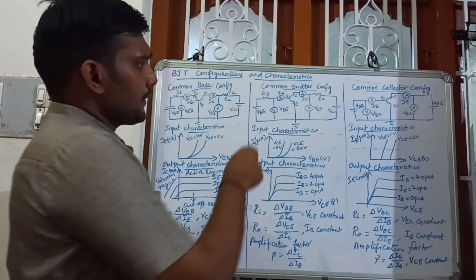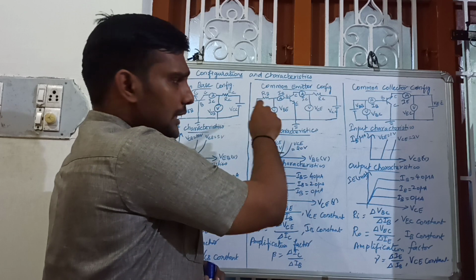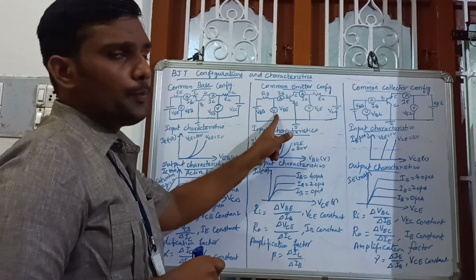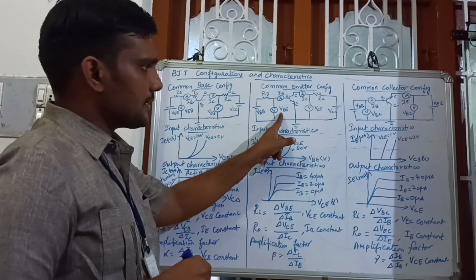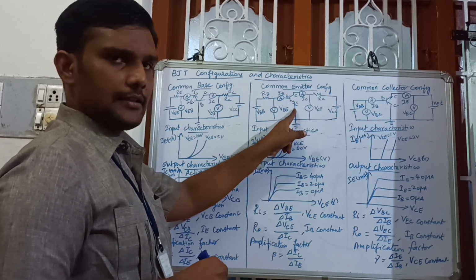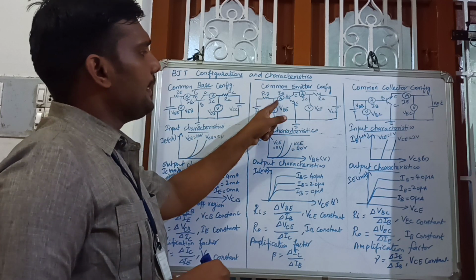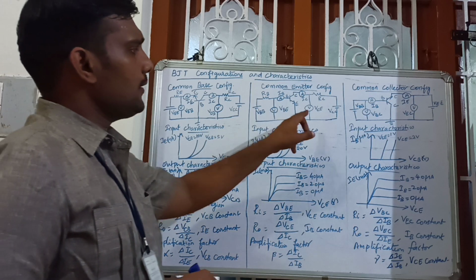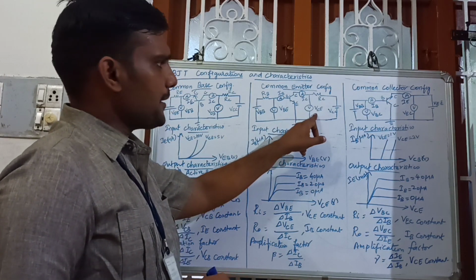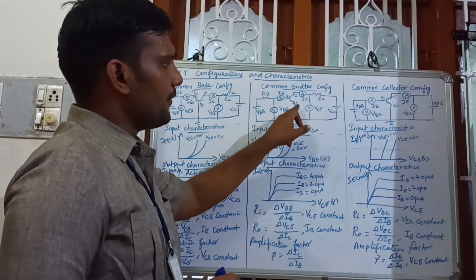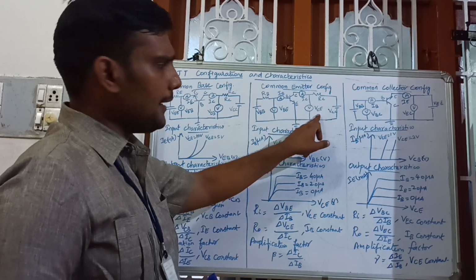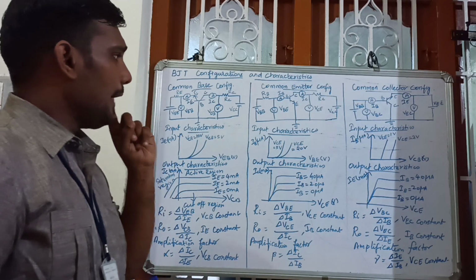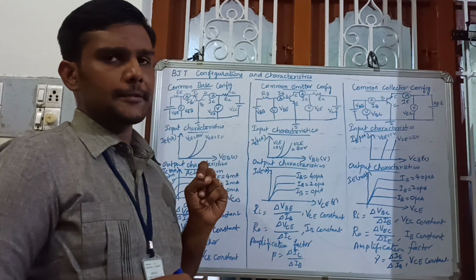Okay. And so the base is acting as an input terminal, the collector is acting as an output terminal. At the input side, two parameters are measured: the voltage between base and emitter, that is VBE, and the input current, IB. Then on the output side, two parameters are measured: the voltage between collector and emitter, that is VCE, and the current measured at the collector terminal, that is IC.